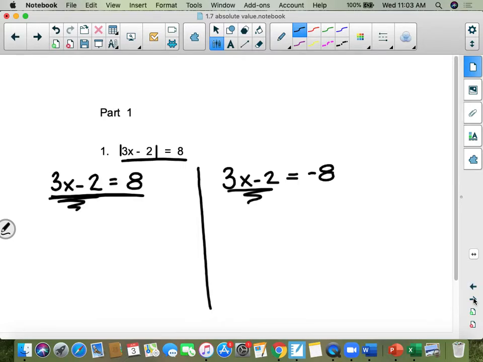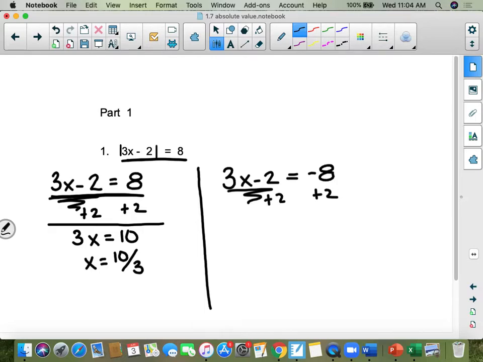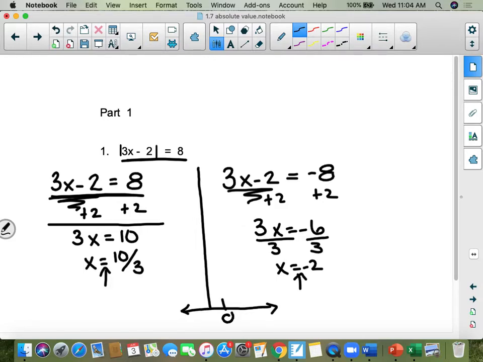Once you have your two equations set up, you just solve for x. You add 2 to both sides. You get 3x equals 10, x equals 10 thirds. The other one, you add 2, you get 3x equals a negative 6. Divide both sides by 3. X is equal to a negative 2. Notice that they're equal signs. If they're only equal signs, you cannot shade. You can only put a closed dot.